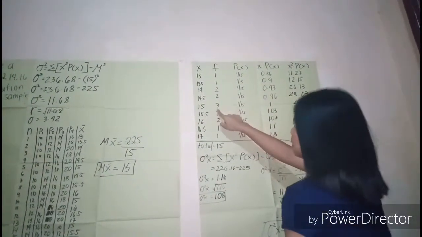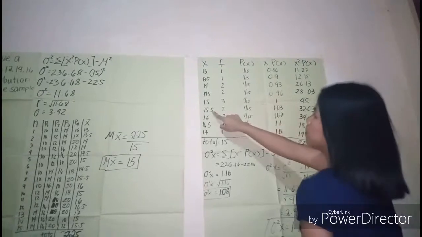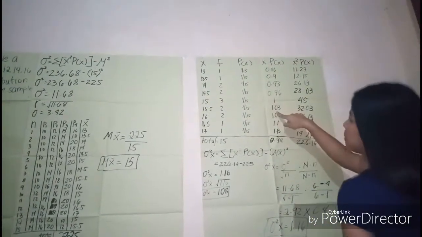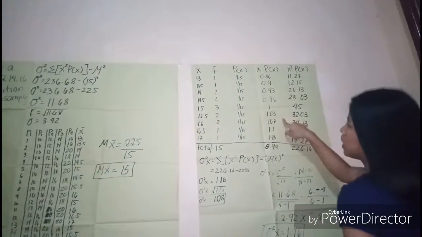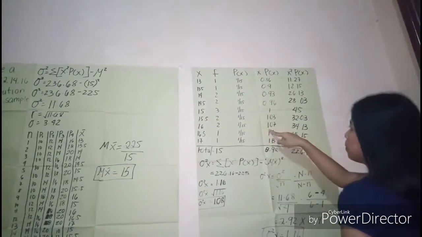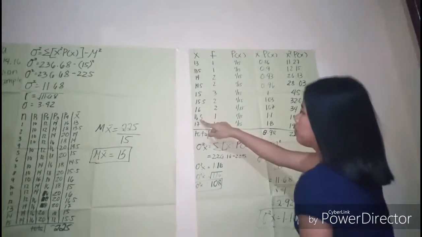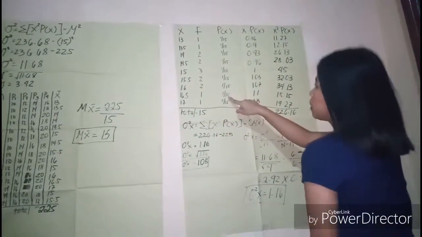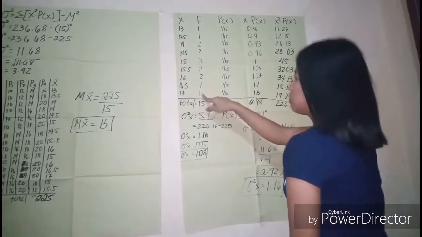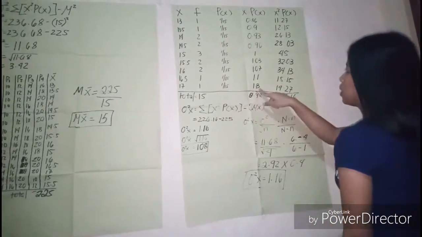Then 15 times 3 divided by 15 is 1. 15.5 times 2 divided by 15 is 1.03. 16 times 2 divided by 15 is 1.07. 16.5 times 1 divided by 15 is 1.1. 17 times 1 divided by 15 is 1.13.